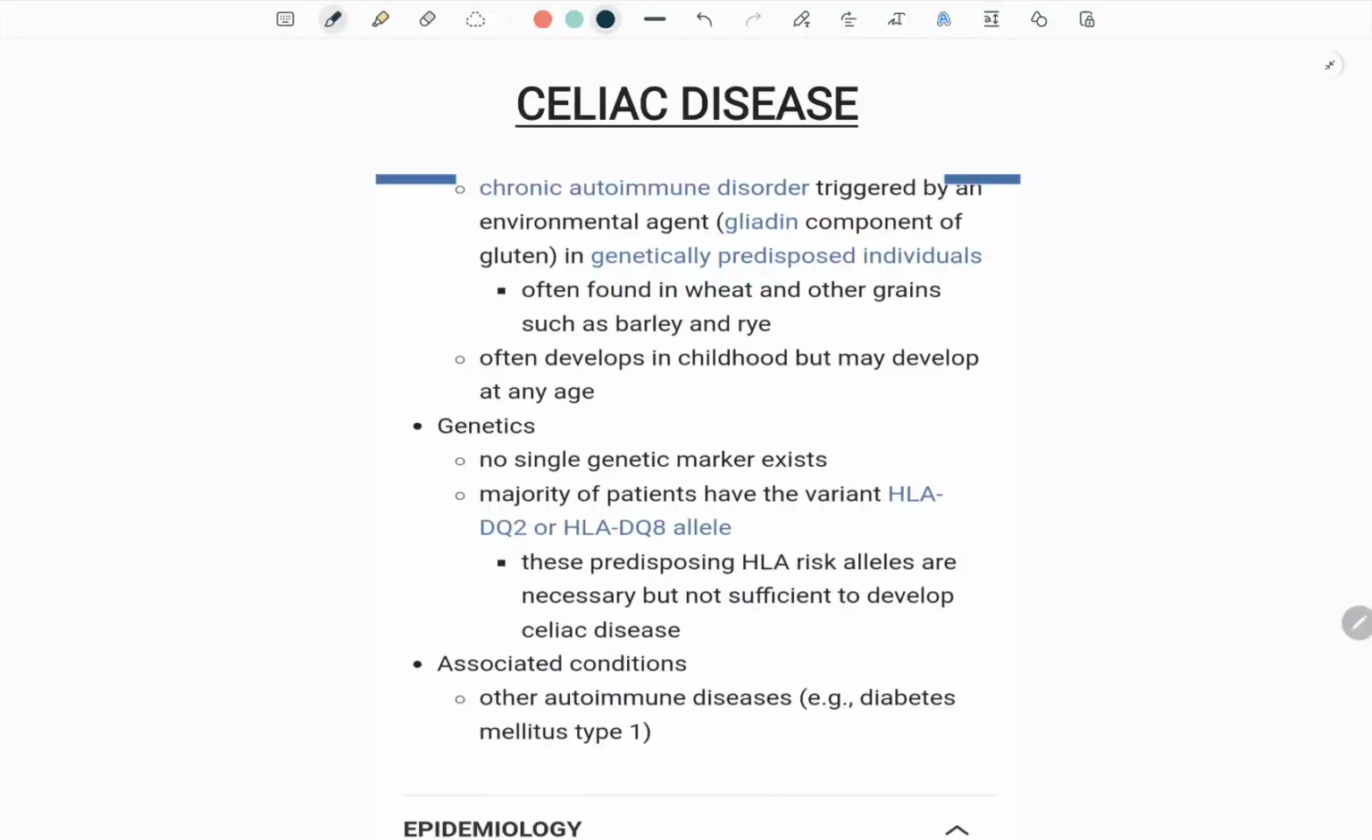Let's discuss a very important topic, celiac disease. Celiac disease is a chronic autoimmune disorder which is triggered by environmental agents such as gliadin, which is a component of gluten, and it is usually in genetically predisposed individuals. This gluten is usually found in wheat and other grains such as barley and rye. It often develops in childhood but may develop at any age.